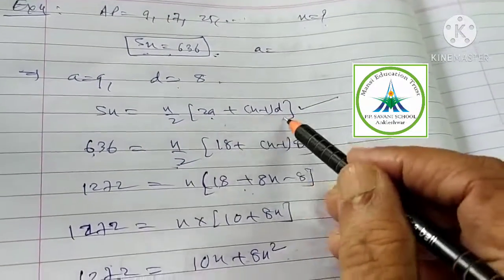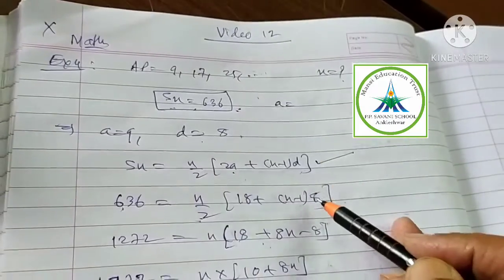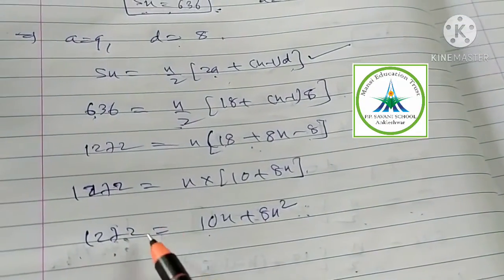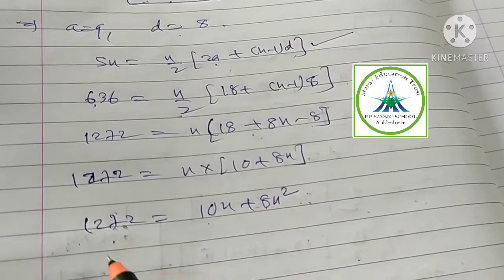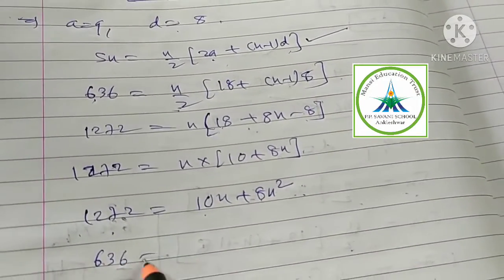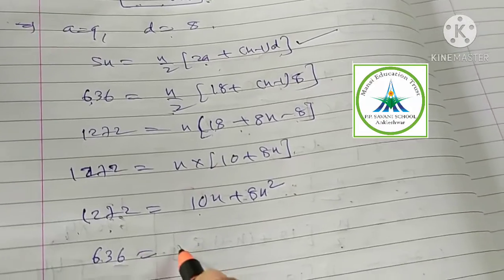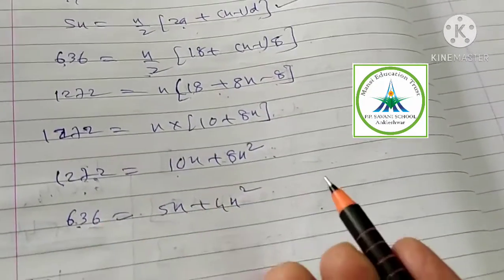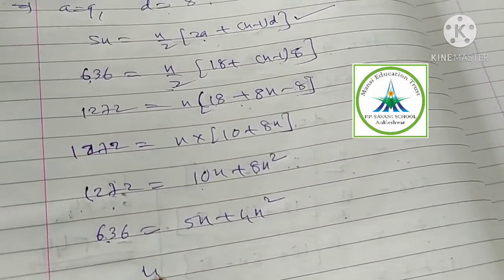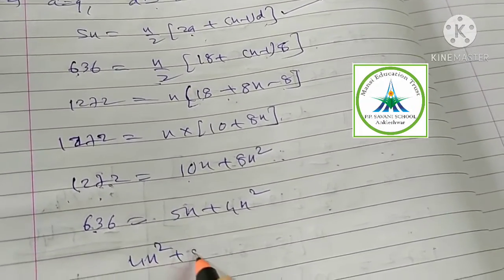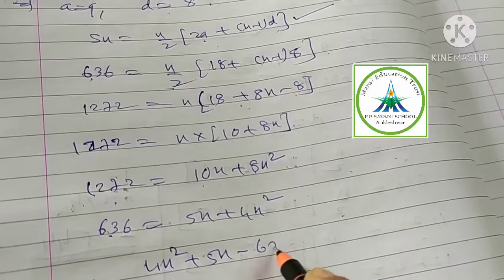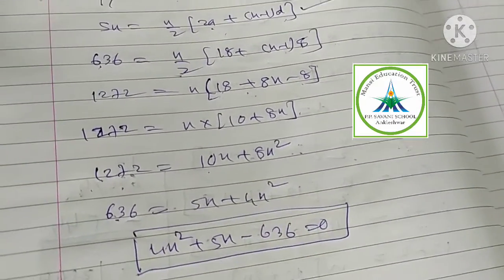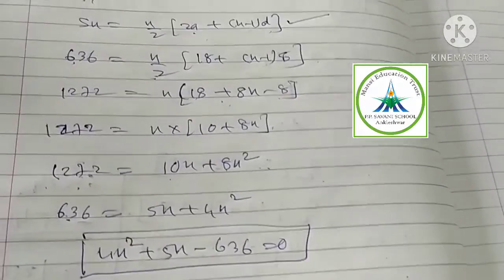We got A, D from the AP. We have put the values. Be careful. Now see, all are even terms. Something is common. 2 is common. We are taking common. Okay, see, we got 5n plus 4n square. 2 is common. Now bring 636 this side. 4n square plus 5n minus 636 equal to 0. We got a quadratic equation. Now we know how to solve a quadratic equation.